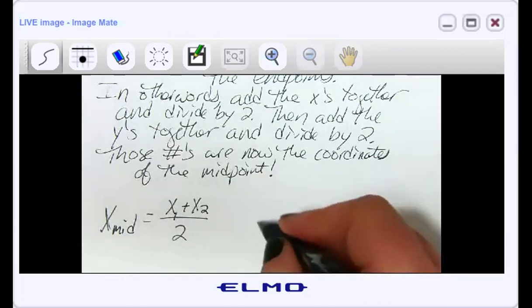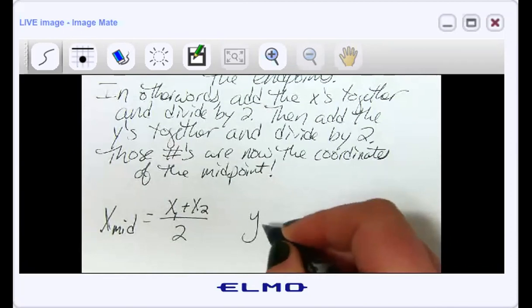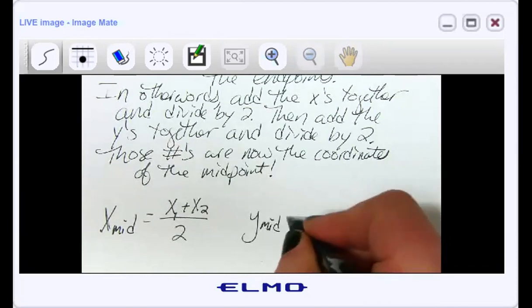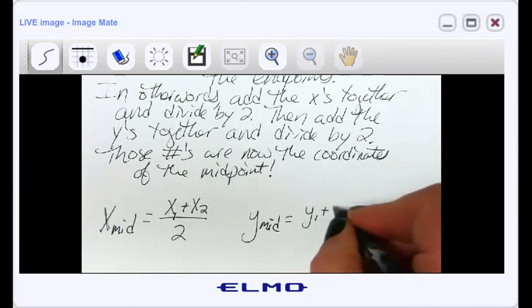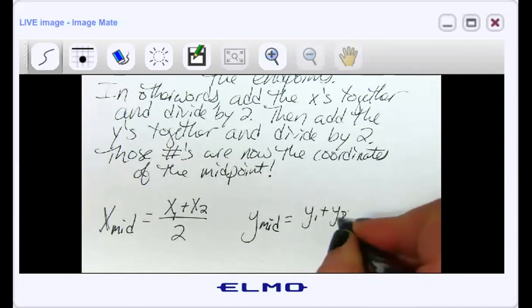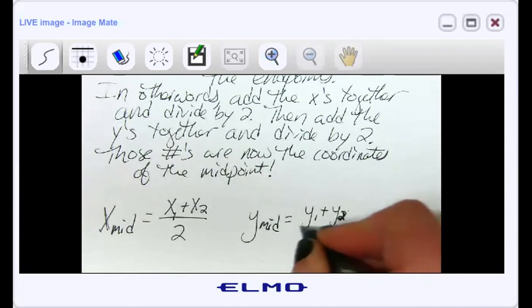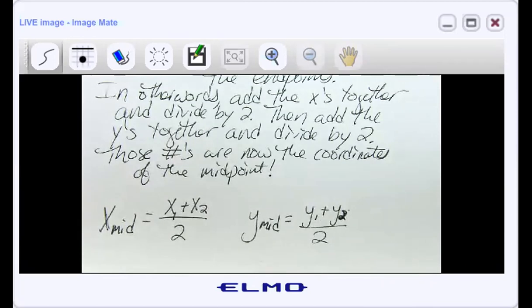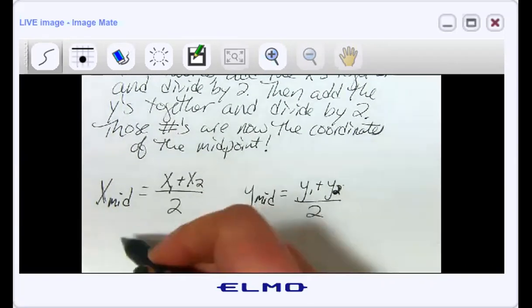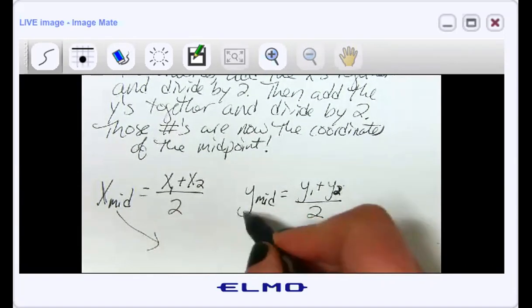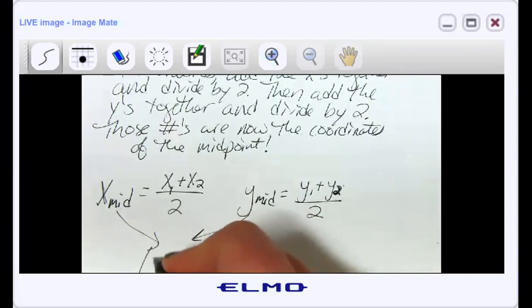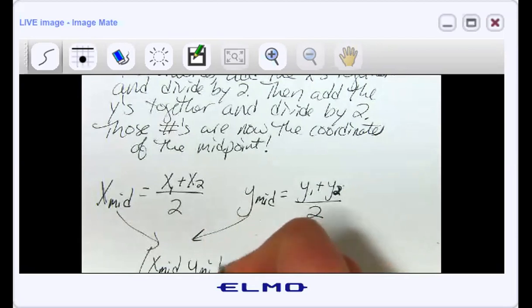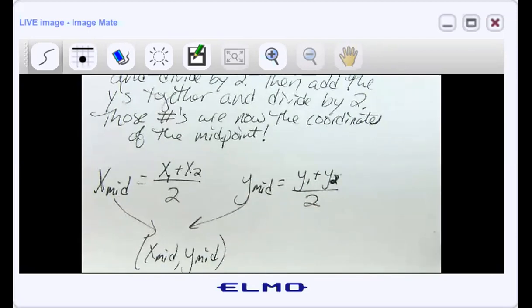All right, and then we do the same thing for y. So the y of the midpoint, we would find that by adding the 2 y's together and dividing by 2. Okay, so when you put these two together, x of the midpoint, comma, y of the midpoint, that is the coordinate of your midpoint.